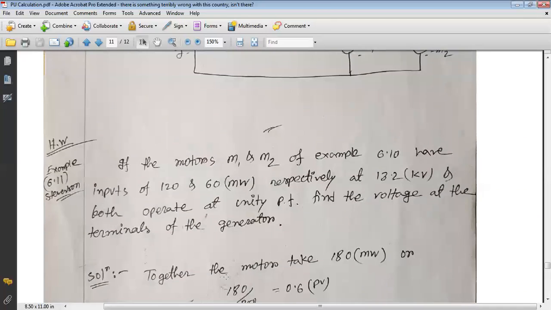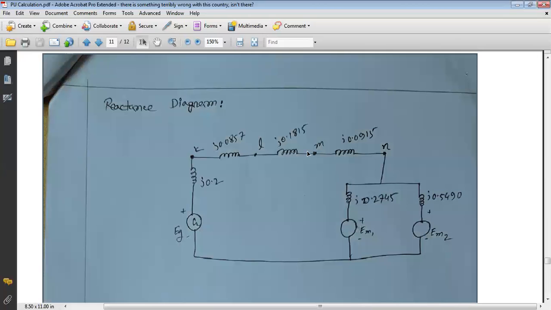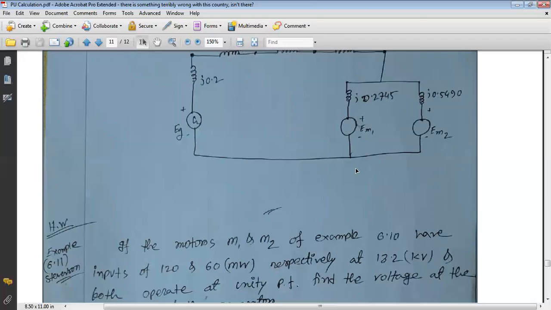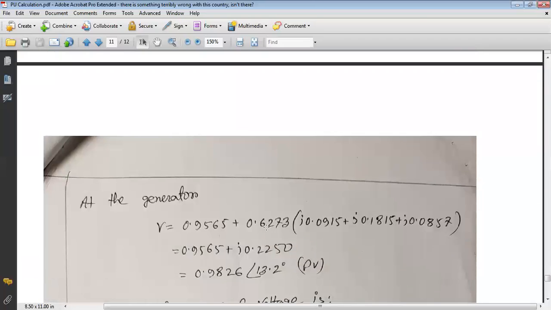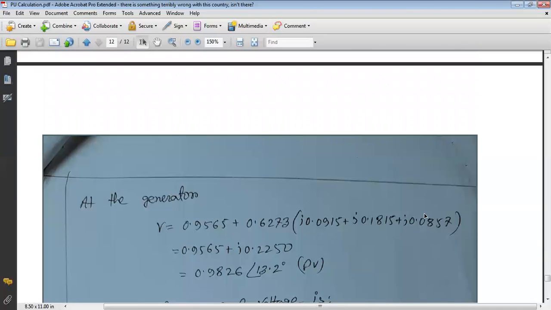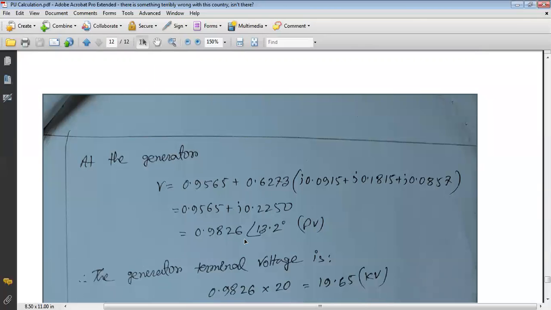Now there are three drops: one for transformer T2, another for the transmission line, and another for transformer T1. We have to add all these three drops, so we can apply Ohm's law. According to Ohm's law, voltage drop is equal to current into impedance or current into reactance. So the value of current is 0.6273, and this should be multiplied by these three reactances. So this is the drop, 0.9826 angle 13.2.